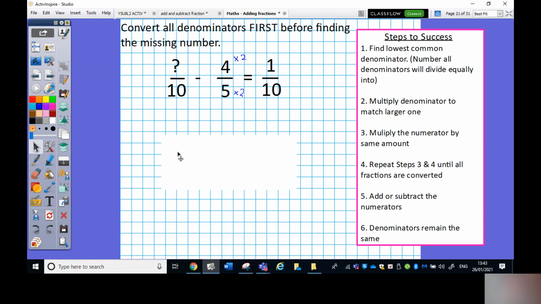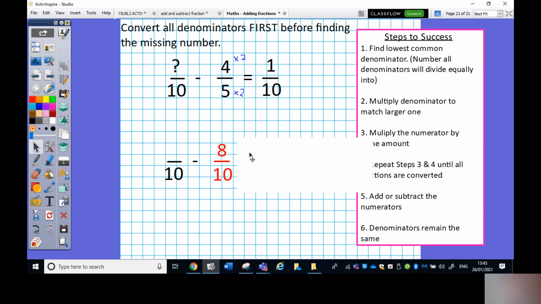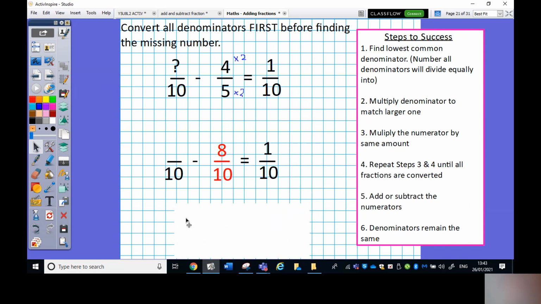So let me rewrite this fraction equation. Tenths, take away, and now we've converted 4/5 to tenths, and that's 8/10 equals 1/10. Now I can calculate it. 8 take away 1 equals 7. Great. I'm just going to double check my answer though.